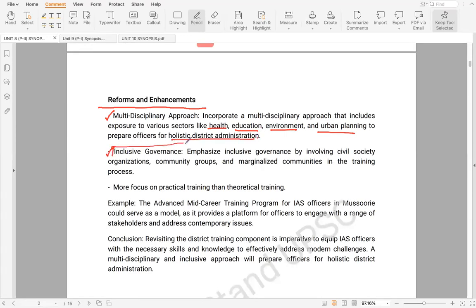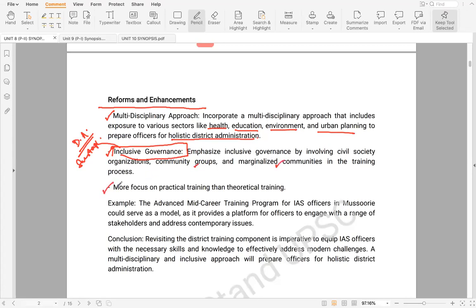Inclusive governance. In this inclusive governance, as we also study some keywords for development administration, you can talk about inclusive, equitable, prosperous, sustainable as well, and gender, right? So it emphasizes inclusive governance by involving civil society organizations, community groups, marginalized communities in the training process.